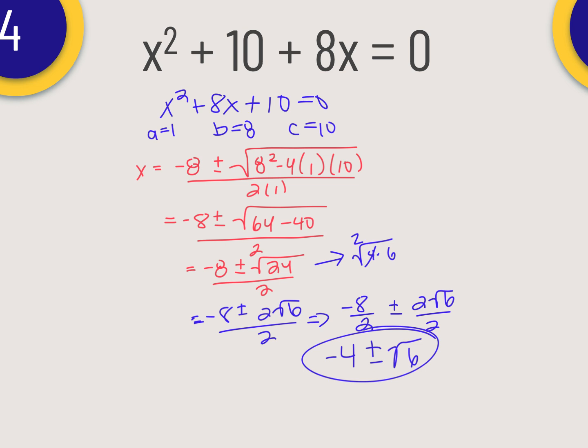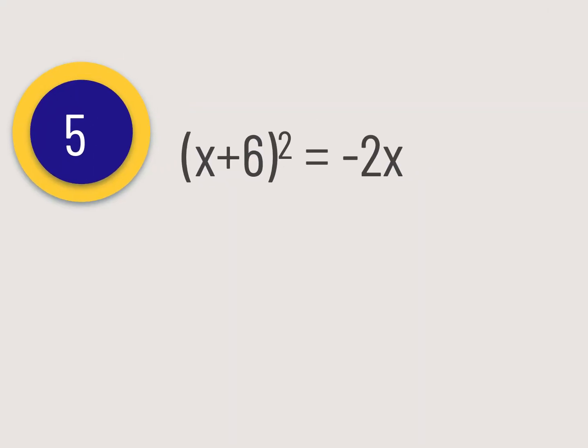All right, let's look at number 5. How's number 5 a little different from what we've been doing? Is this an equation written in standard form? No. Can I just take the square root of both sides? No. I have a negative 2x. That's not the way that we could go about that.